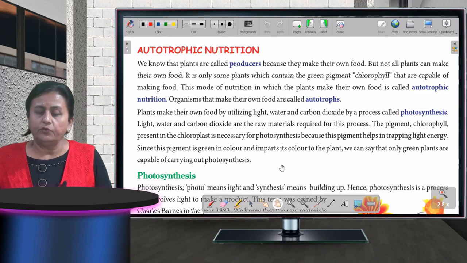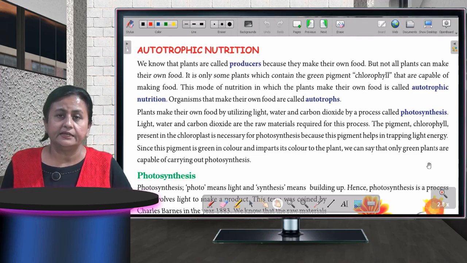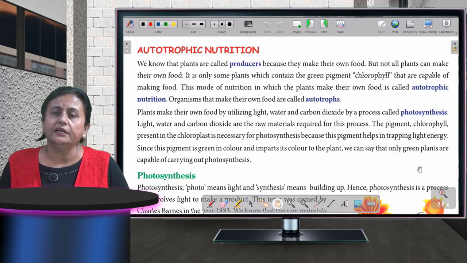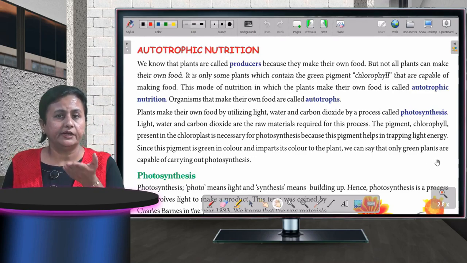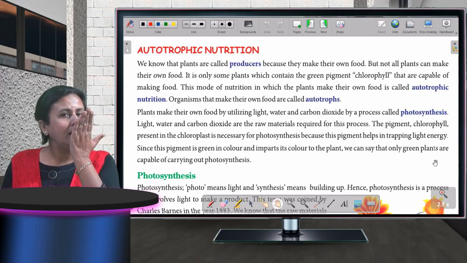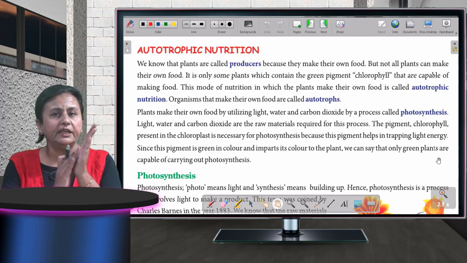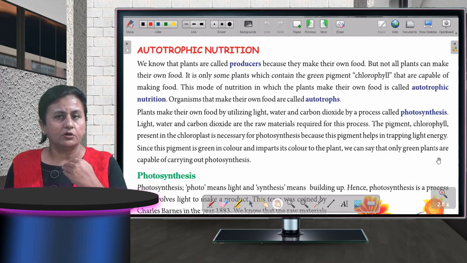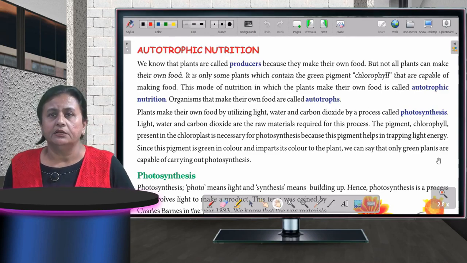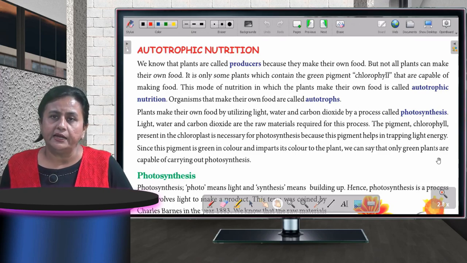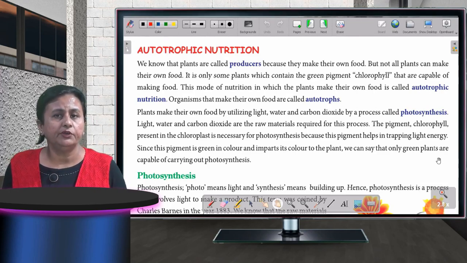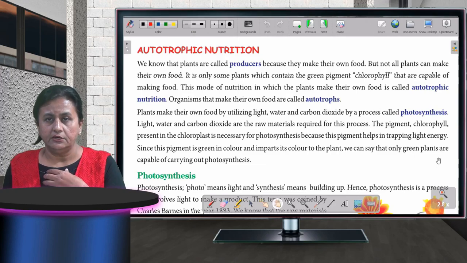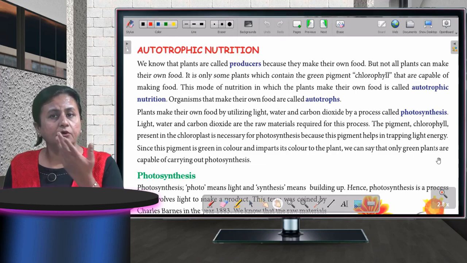So plants make their own food by utilizing light, that is the sunlight, then water and carbon dioxide. What is carbon dioxide? Just breathe out like this. The hot air which you can feel on your palm is carbon dioxide. We are taking in oxygen and breathing out carbon dioxide. The atmosphere has oxygen and carbon dioxide mixed together. We as living things take in oxygen because we need it to breathe, and we give out carbon dioxide.